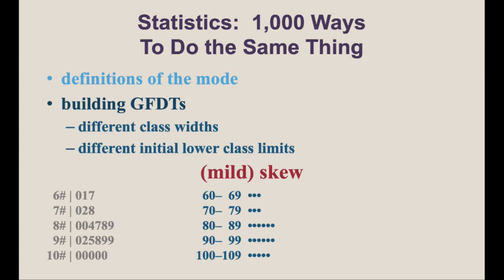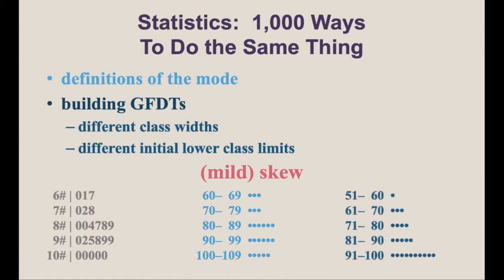However, as some may not prefer the upper class to have only one actual value, the class from 100 to 109 can only have perfect scores of 100%, it is possible, and possibly more appropriate, to reconstruct this GFDT using an initial lower class limit of 51. So the first class is not 60 to 69, but 51 to 60. Thus, the last class is not 100 to 109, but 91 to 100.